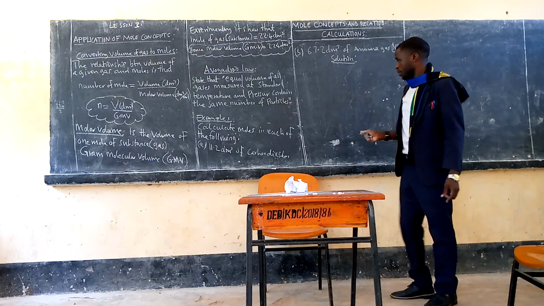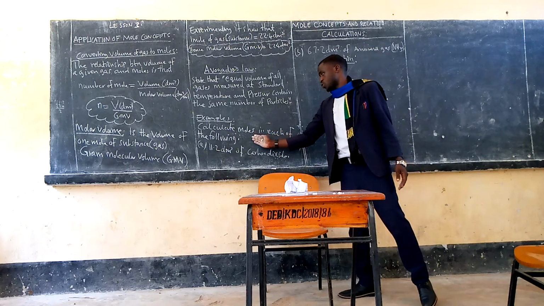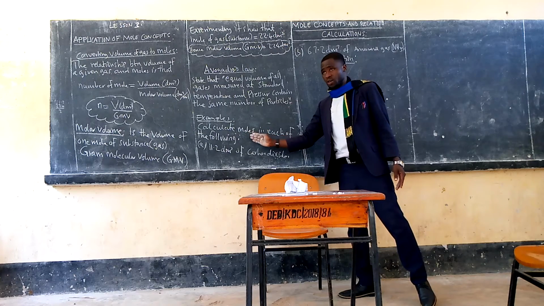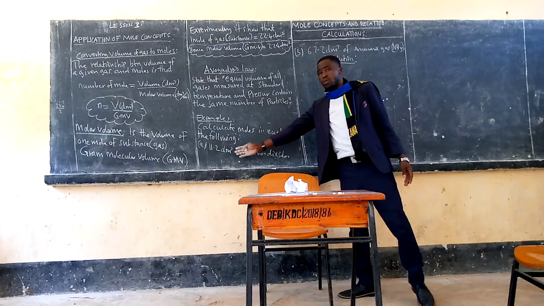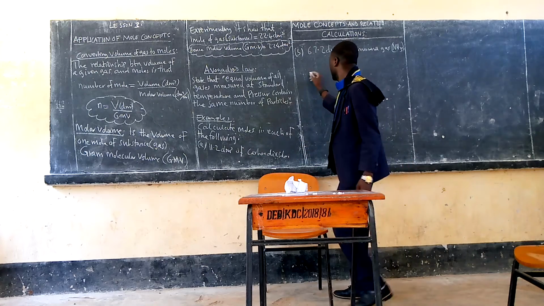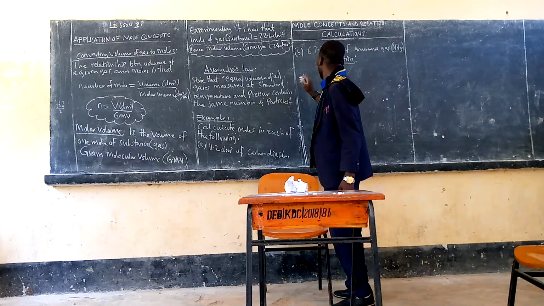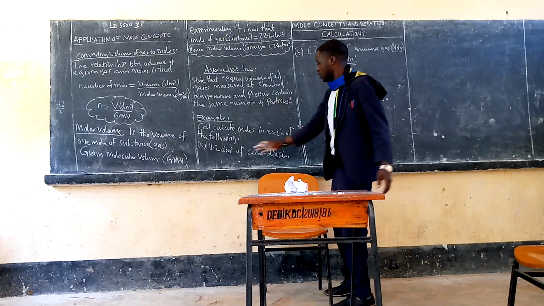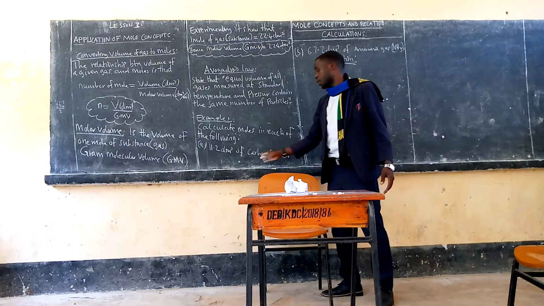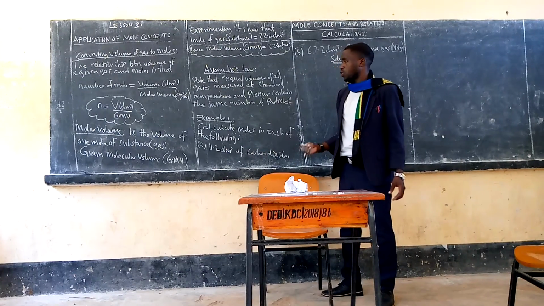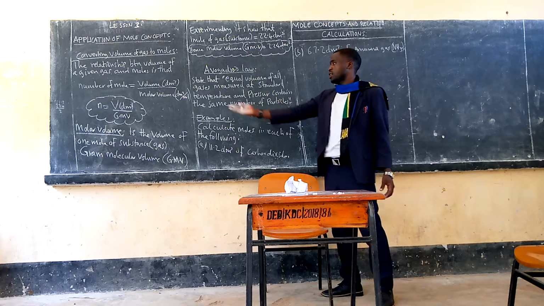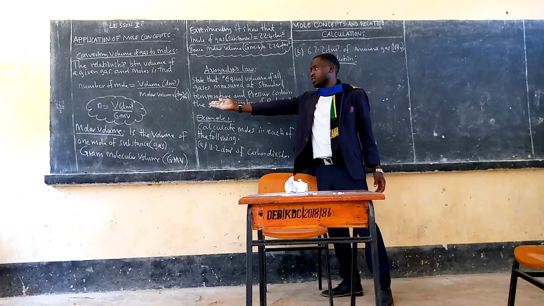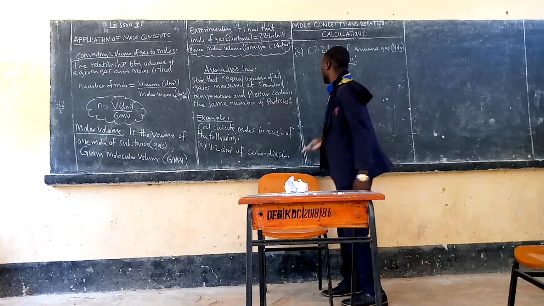Now, the question is to calculate moles, amount of a substance. Calculate number of moles given volume of gases. In A, we have 11.2 decimeter cubic of carbon dioxide. Now, first of all, we need to know the relationship between moles and volume. We know that number of mole equals to volume divided by molar volume.